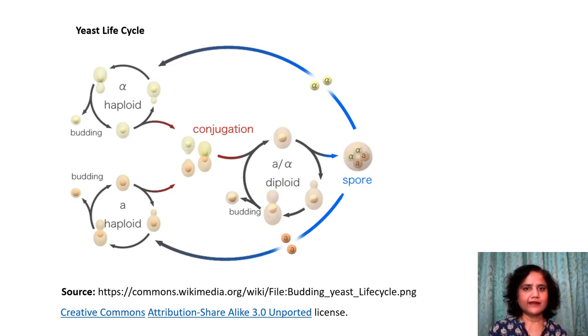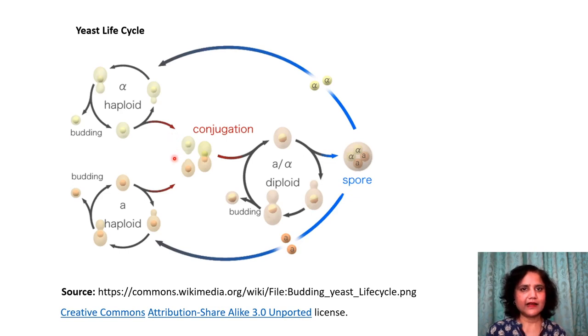Shown here is the life cycle of budding yeast. Yeast exists in two mating types, A and alpha, that is, two different genders, if you will. These are the haploid forms, and they can grow happily, undergoing mitosis when conditions are suitable for their growth. Each of these secretes a pheromone. An A cell secretes an A pheromone, and an alpha cell secretes an alpha pheromone, which can attract the cell of the opposite mating type and cause fusion.